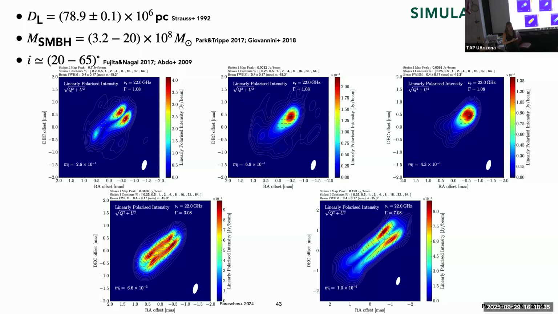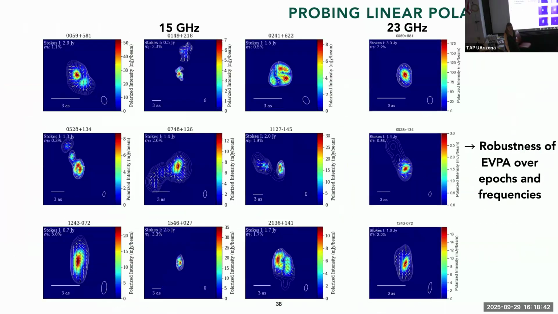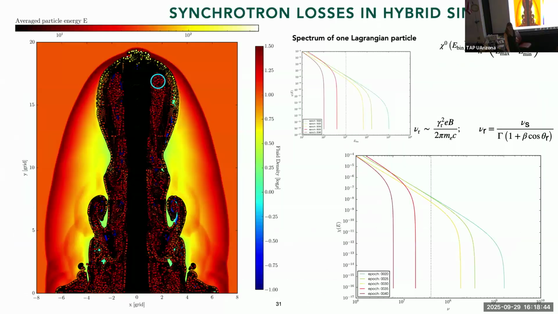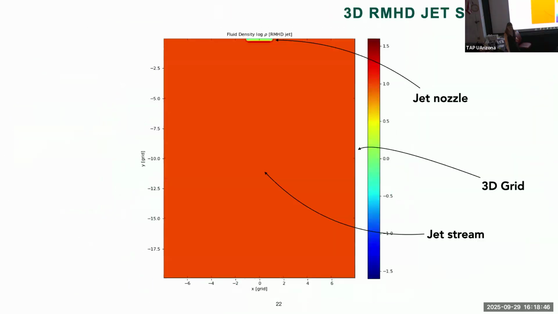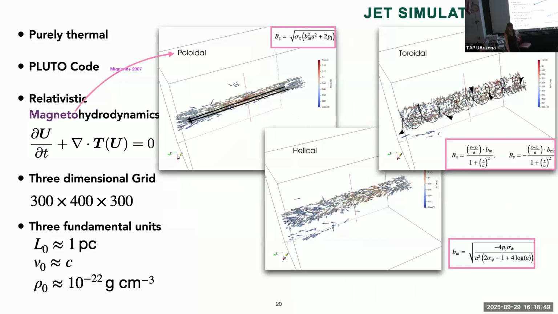I have a follow-up question. So is the magnetic field fixed throughout the duration of your simulation, or do you allow it to evolve? It evolves with the jet, but it's fairly fixed. Okay. So, I mean, it doesn't do much.